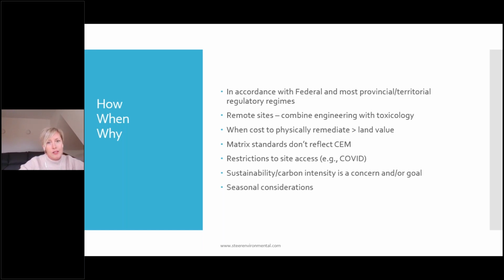It's a slam dunk at a lot of remote sites where you can combine engineering with toxicology, or when you know that you have no receptors and therefore there are no exposure pathways. On a site when the cost to physically remediate is higher than the land value, you can make conservative assumptions about the future land use and risk assess that way. On sites where matrix standards don't reflect the actual conceptual exposure model.